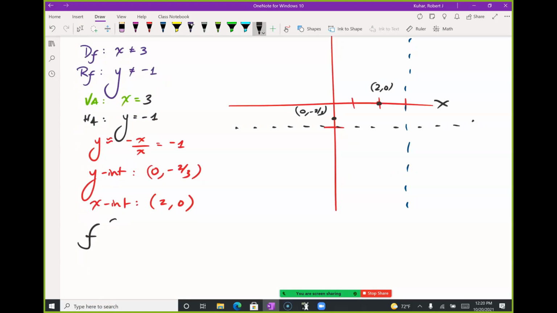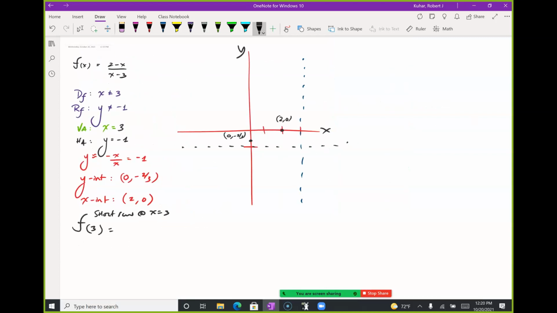What's the short run at x equals 3? Who's got that?